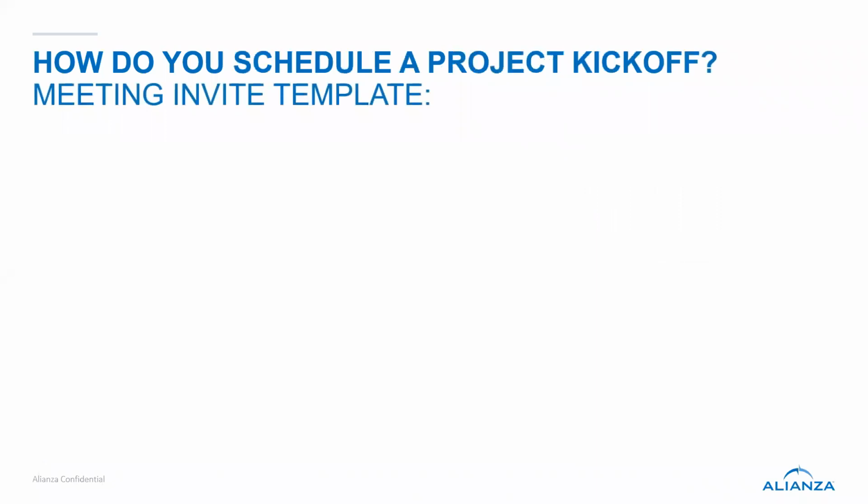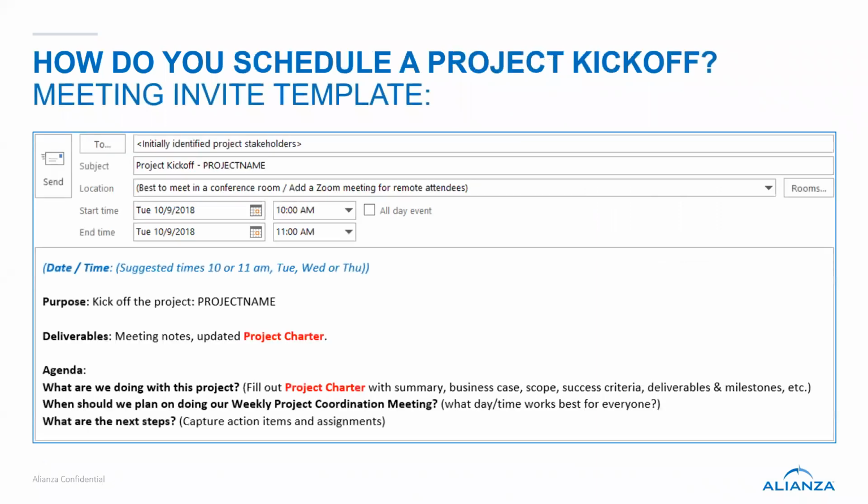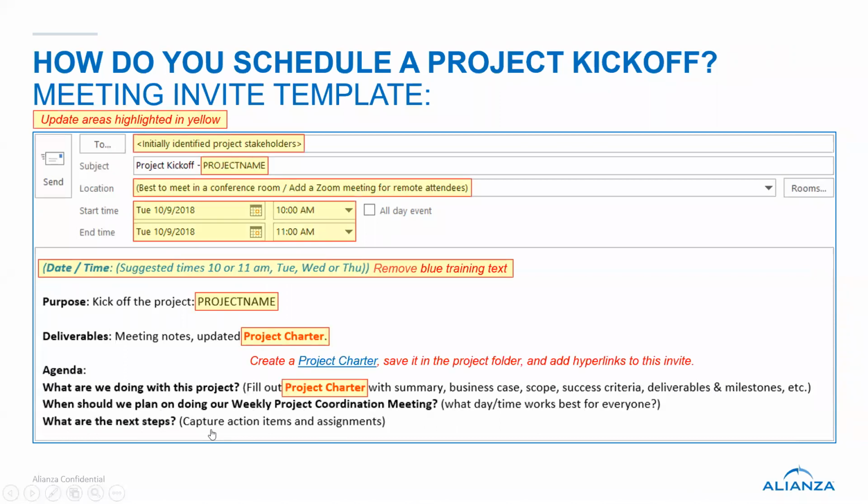Okay. How do you schedule a project kickoff meeting? Here's another template. It's very much like the intake meeting, but it's got different questions. I'll just jump to that. What are we doing with this project? Basically, let's fill out the project charter with the summary, the business case, the scope, the success criteria, deliverables, and milestones. When should we plan on doing the weekly project coordination meeting? What day and time is going to work for us to continue working together? And what are the next steps? Just what task assignments do we need to do moving forward? And you've got to update all these things: create a project charter, then create this meeting, then send the meeting out. So you've already got a link to the project charter ready to go.